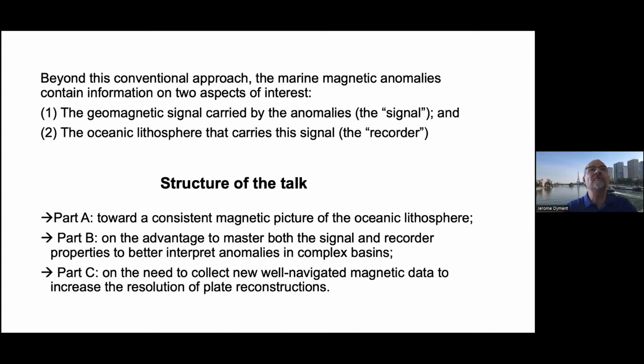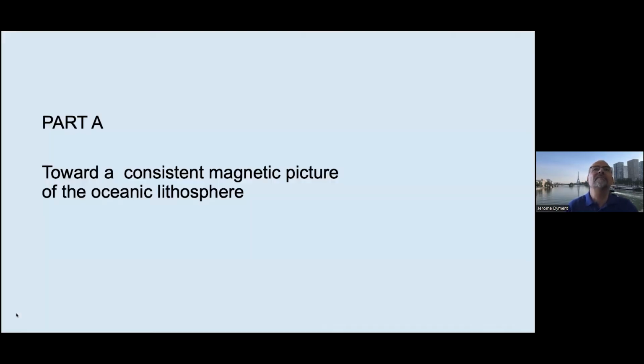So the structure of my talk will be in three parts of very different lengths. The longer part A will be trying to go toward a consistent magnetic picture of the oceanic lithosphere. The second part will deal with the advantages of mastering both the signal and recorder properties to better interpret anomalies in complex basins. And part C will advocate the need to collect new, well-navigated magnetic data to increase the resolution of plate reconstructions. So let's start with part A, toward a consistent magnetic picture of the oceanic lithosphere.